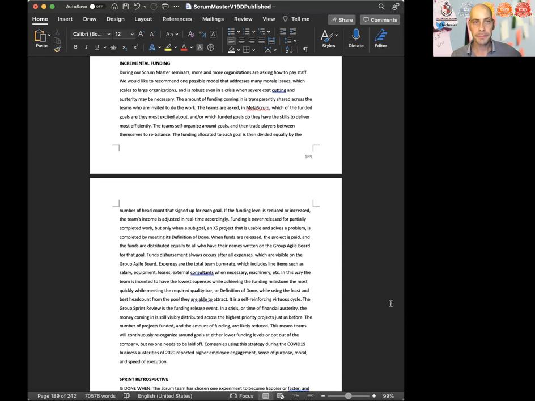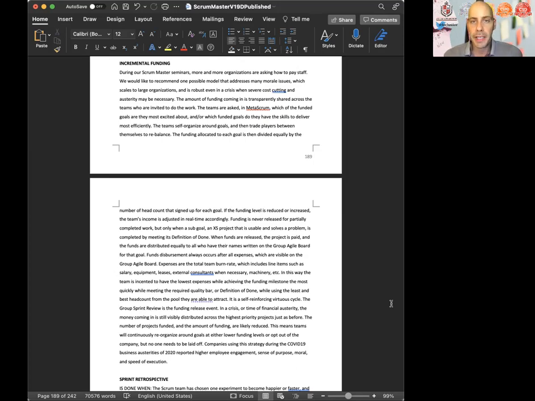Incremental funding. During our Scrum Master seminars, more and more organizations are asking how to pay staff. We would like to recommend one possible model that addresses many morale issues, which scales to large organizations and is robust, even in a crisis, when severe cost cutting and austerity may be necessary.